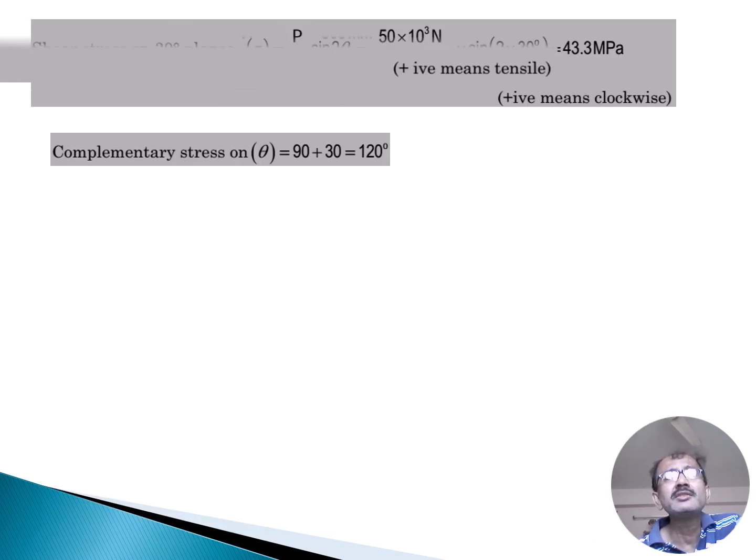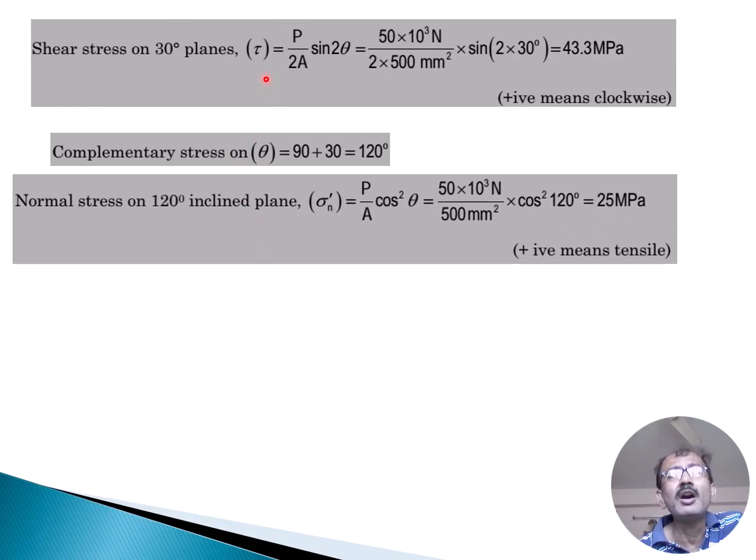Similarly, the shear stress on the 30-degree plane, that is tau, is nothing but p by 2 sine theta. We just put the value in this formula, since the value of p, the value of theta and the value of a are known, and we get the value of the shear stress tau. Similarly, for the complementary plane, the angle should be 90 plus 30, that is 120 degrees.